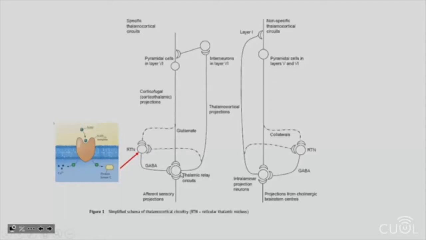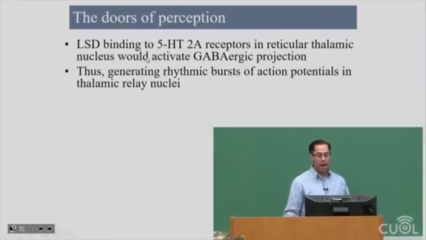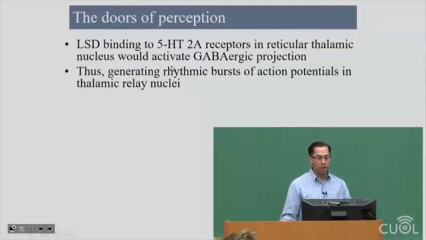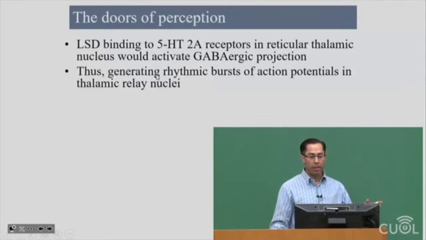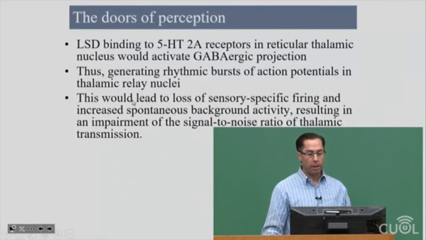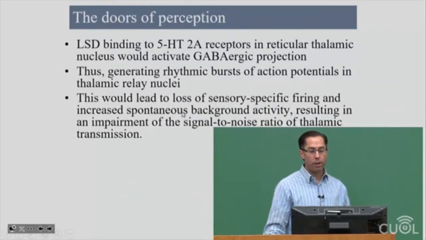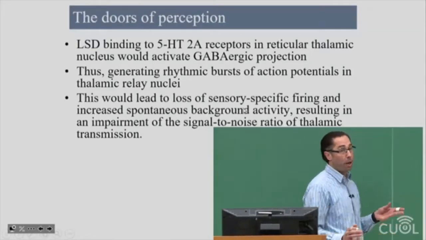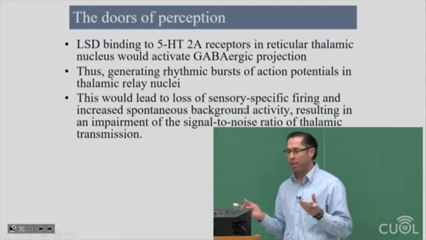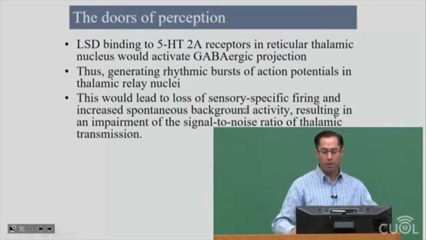Okay, so this is in the visual world that we're really focusing on here. So LSD binding to the 2A receptors in the reticular thalamic nucleus activates that GABA projection. Hyperpolarizes those relay neurons, generating rhythmic bursts of action potentials in the relay. Loss of sensory specific firing. Okay, so it's this increased spontaneous background activity that your brain just has to try to figure out, what does that mean? I don't know what that is. Have I ever seen this before? Maybe. So it kind of interprets its own inputs.